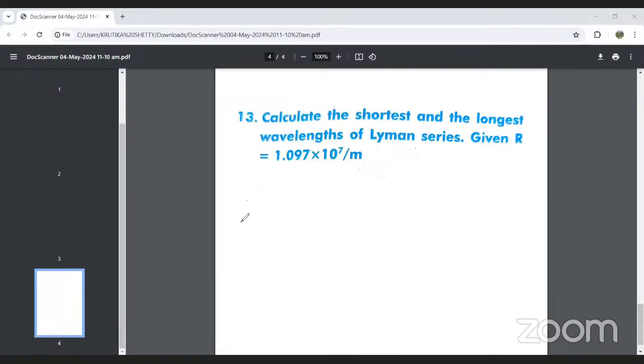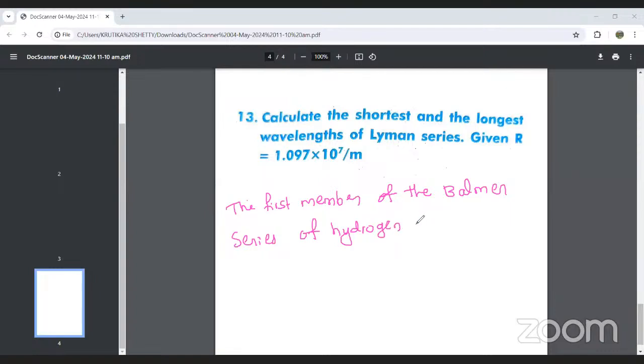The question is: the first member of the Balmer series of the hydrogen atom has a wavelength of 6563 angstrom. Calculate the wavelength of the second member.